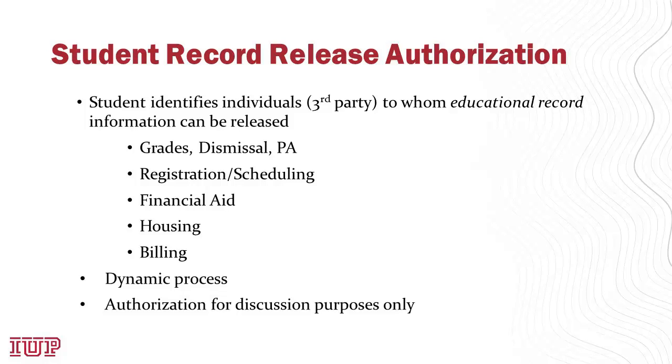I would like to caution everyone that this is a dynamic process. This means that access can be changed at any time. Access could be granted in the morning and removed by that same afternoon. This authorization is for discussion purposes only. Parents and family members still do not have the right to order a transcript on the student's behalf, but the student can order the transcript and share it with family members.